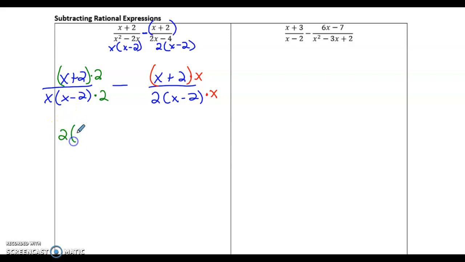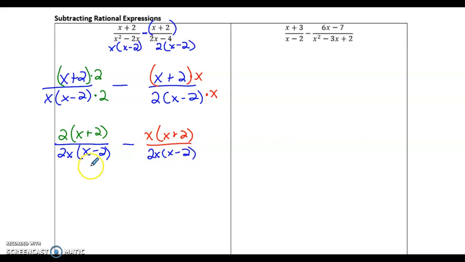So we're going to get 2 times x plus 2 all over 2x, I'm going to pull that 2 out front, times x minus 2. And then minus x times x plus 2 all over 2x times x minus 2. So now that our denominators are the same, I can rewrite it as one fraction instead of 2. 2x times x minus 2.